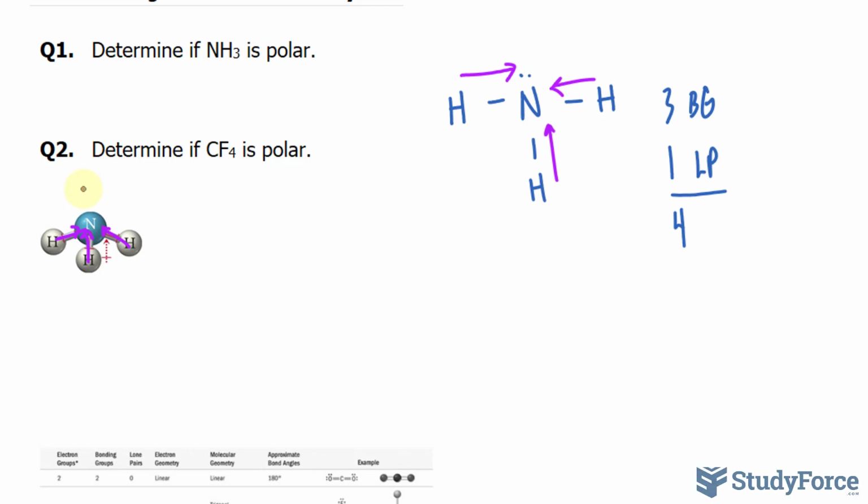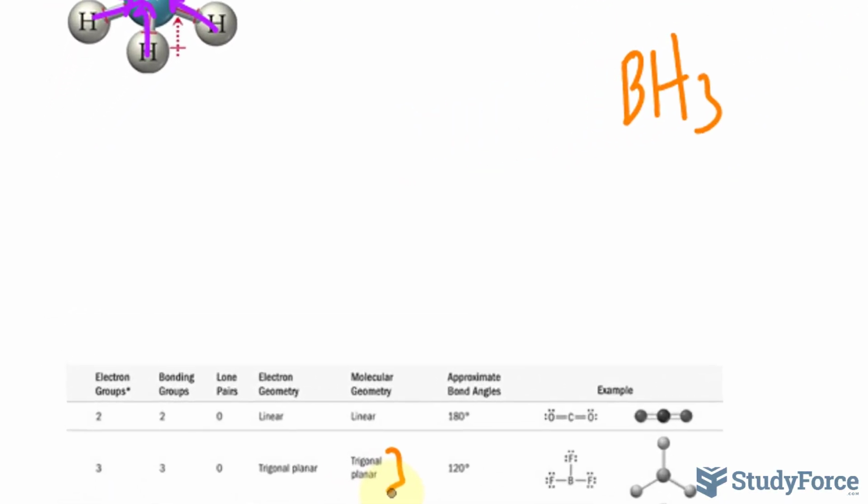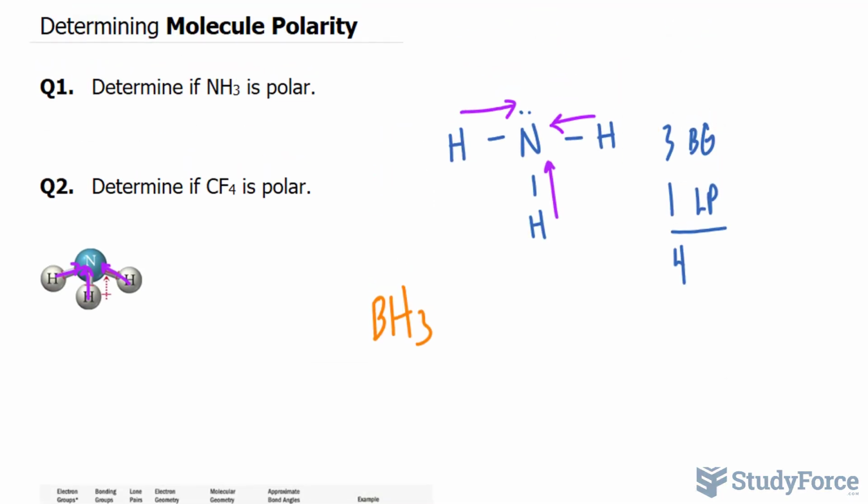On the other hand, if you had a molecule, let's say BH₃, this one would not be considered polar because if you come up with the electron groups, it would be a trigonal planar. Trigonal planar means that all of the atoms are on a single plane, so if you add up the vectors, they would actually cancel out, and you wouldn't get a dipole. Now let's move on to question 2.